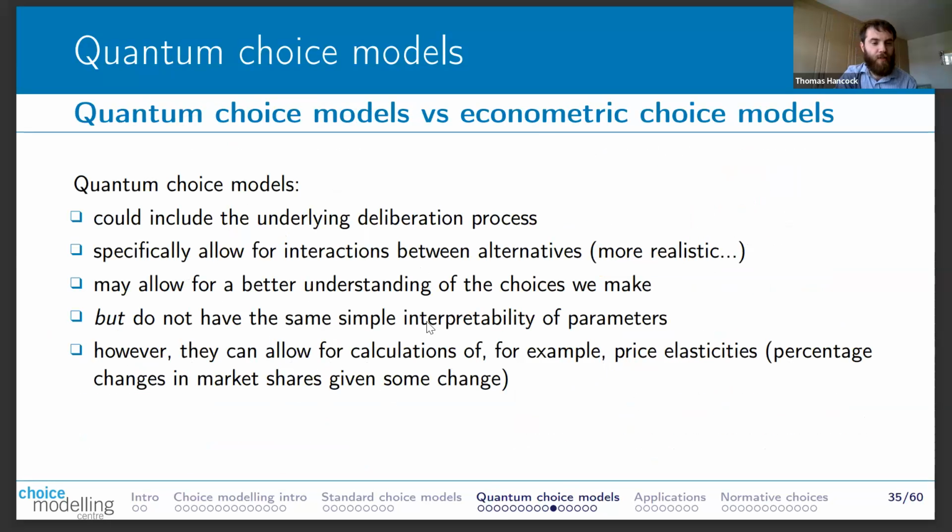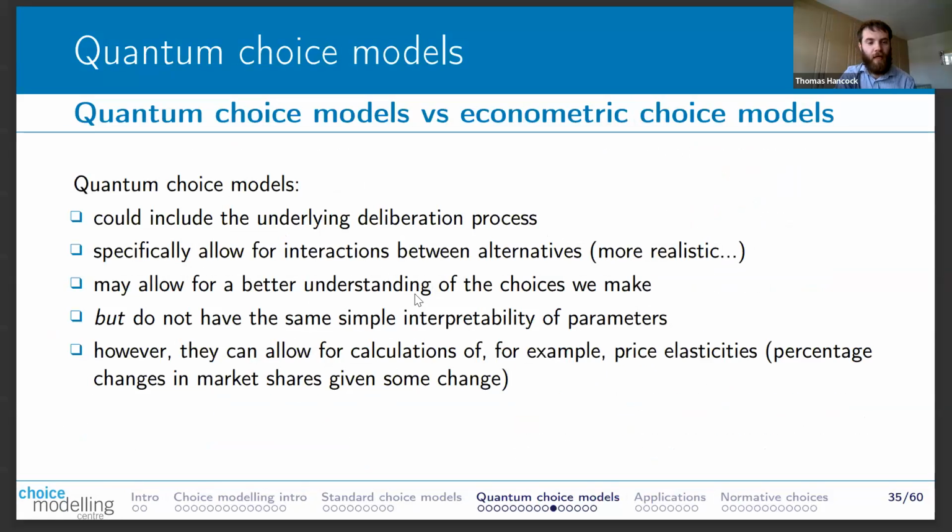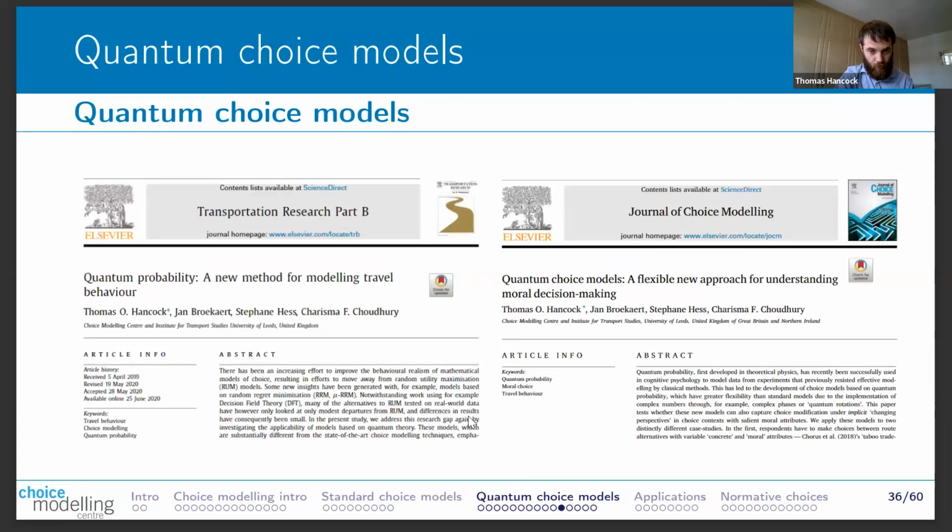So quantum choice models could possibly include the underlying deliberation process. How do we move through this space? They may specifically allow for interactions between alternatives, which is potentially realistic. They may allow for better understanding of the choices we make. And they're not going to have that same simple interpretability of parameters, although some useful model outputs like price elasticities can be derived from them. This has led to two publications. The first one was specifically looking at defining quantum choice models, and the second one was looking at it in more decision-making contexts.